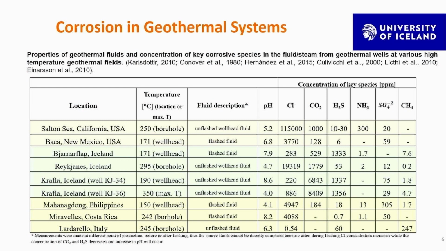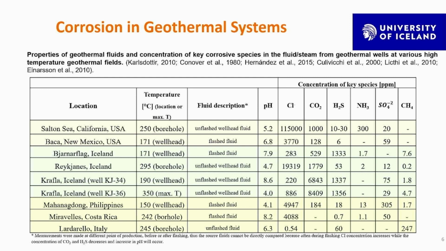So we have different chemistry, different geothermal fluid, at these different high-temperature geothermal sites that we have. In this table, I'm basically listing some of the properties of these geothermal fluids and the concentration of the key corrosive species. We can have, for example, very saline brine, such as in the Salton Sea in the US, and high temperatures as well. So we have very corrosive conditions.